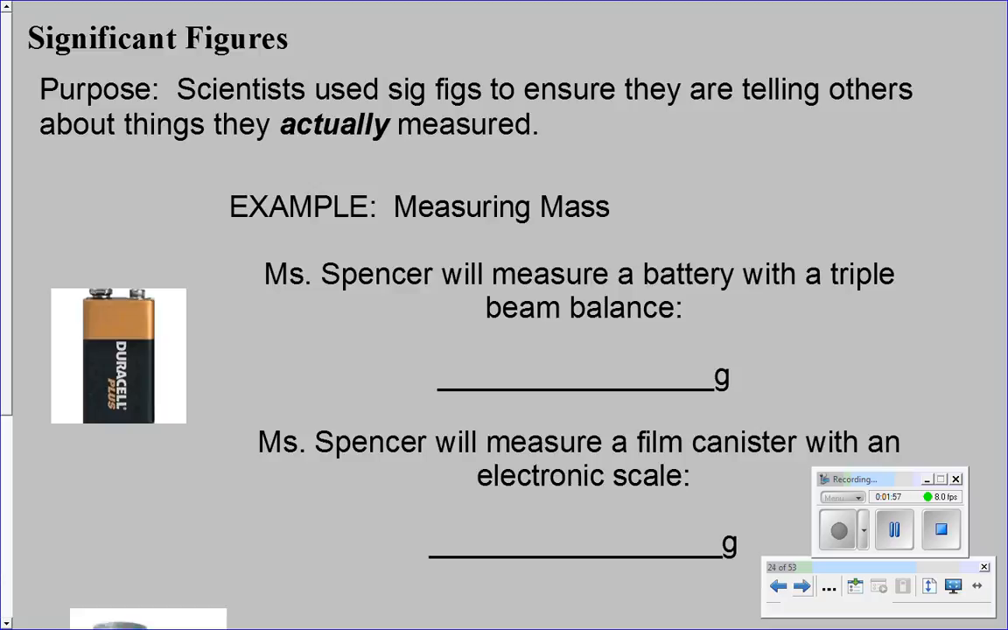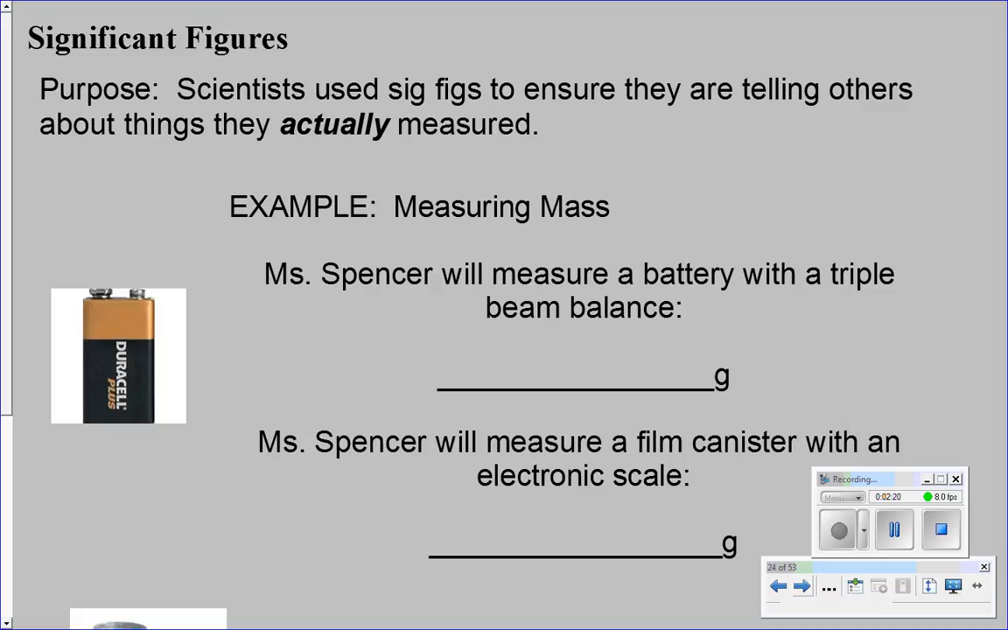Something that's important to keep in mind when we are measuring is that we're reporting numbers that we can be pretty confident about. The type of equipment that you use really limits how many decimal places, for example, you might have in a reading. So we're going to talk about something called significant figures, which scientists use to ensure that they are telling other scientists about things they have accurately measured.